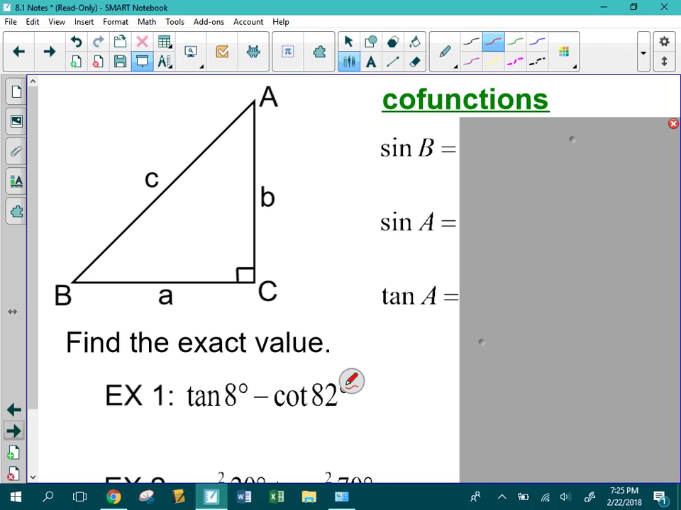First, though, we're going to talk about cofunctions. Cofunctions of complementary angles are equal.